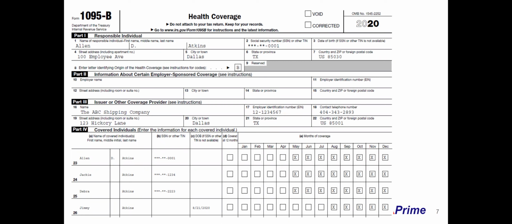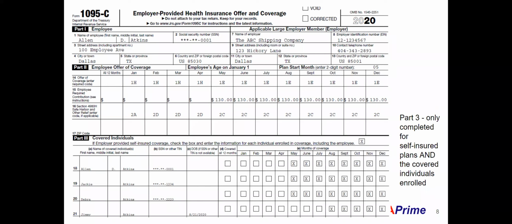Note the similarity and differences on the C form. Part 1 shows the employee and employer information. Part 3 shows this exact same information that would have been on the B form for covered individuals. And again, that is only completed for sponsors of self-insured plans or ICHRAs.